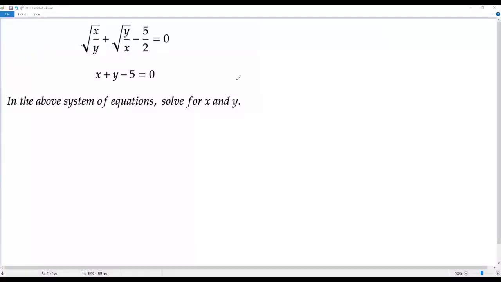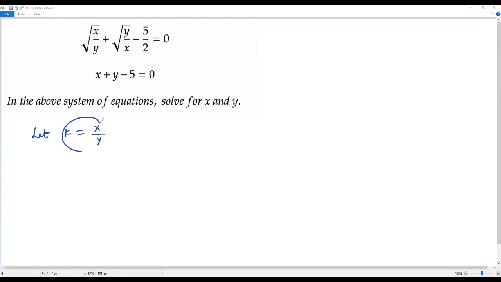Here we have a problem on solving a system of equations. In the given system of equations over here, we have to find the values of x and y. Now what I'm going to do is assign a new variable, say k, for this x over y. Let me do it. Let k equal x over y.